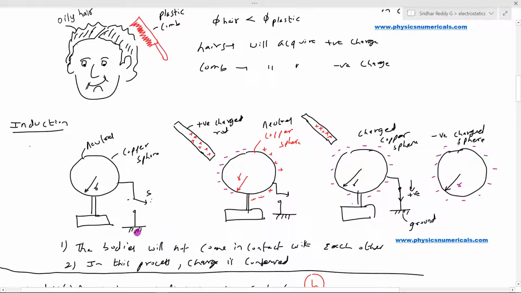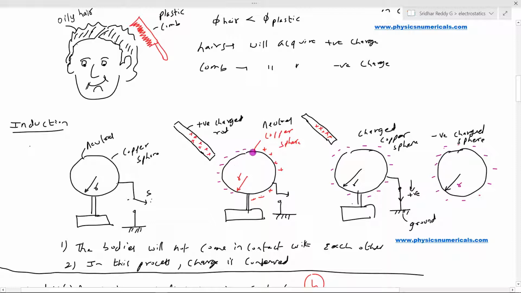Earthing in our homes is done to protect all our electrical equipment. So I'll connect a wire from the copper sphere, with a switch here. Let it be open, and the other end of the wire I'll connect to the earth. Now I'll bring a positively charged rod nearby, not in contact, just nearby.